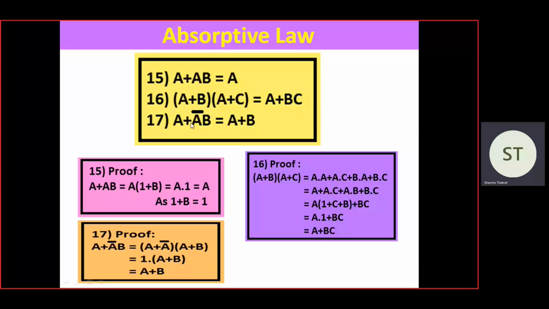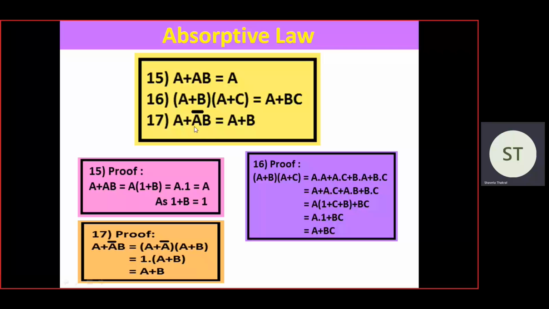So the next theorem we have is A plus A complement B, that is equal to A plus B. For this theorem we can use the previous theorem, like this is the form A plus A complement B, it is the form A plus BC. We can take this as A, this as B, and this as C. So this is the form A plus BC that can be split into two parts, that is A is split with B and A is split with C. So A plus BC is (A plus B) into (A plus C).